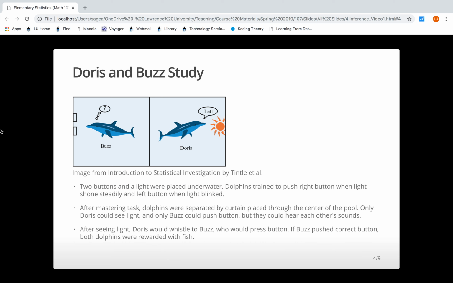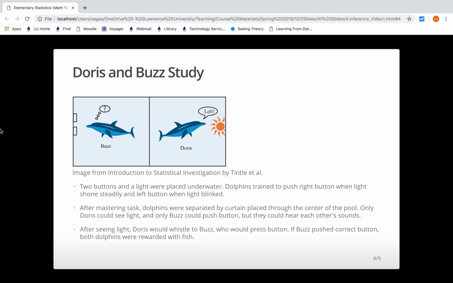In the study, Dr. Bastian initially trained two dolphins, Doris and Buzz, by putting them in a pool together where there was a light that would either shine steadily or flash and blink. And then there were two buttons on the other side of the pool. The dolphins were trained to press the button on the right when the light was shining steadily, and to press the button on the left when the light was flashing.